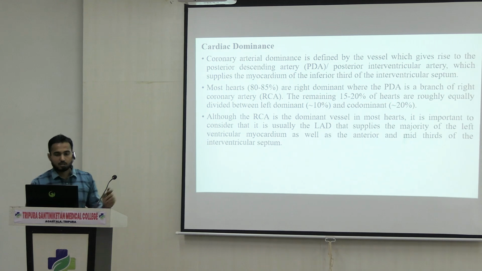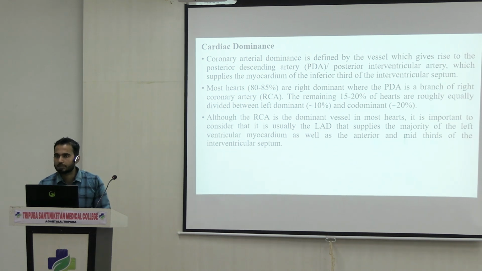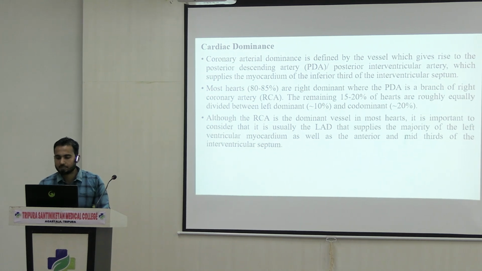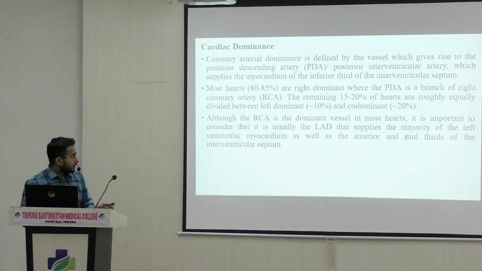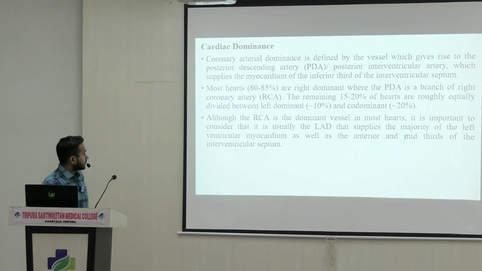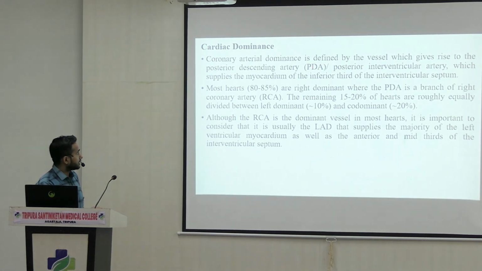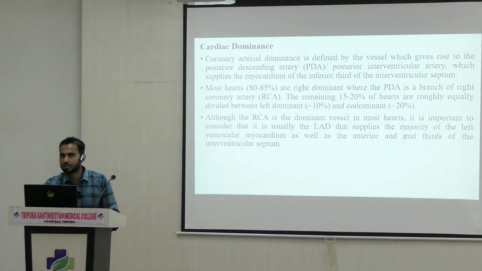Next is cardiac dominance. I have already mentioned what cardiac dominance is: it is based on whether the posterior interventricular branch comes from the right or left coronary artery. There are some cases, less than 10%, where the posterior interventricular branch arises from both the right and left coronary arteries. In that case, it is called codominant. Here you can see I have used some short forms, for example RCA, the right coronary artery, PDA, posterior descending artery, and LAD, left anterior descending. Why have I used them? Because these terminologies are used clinically.